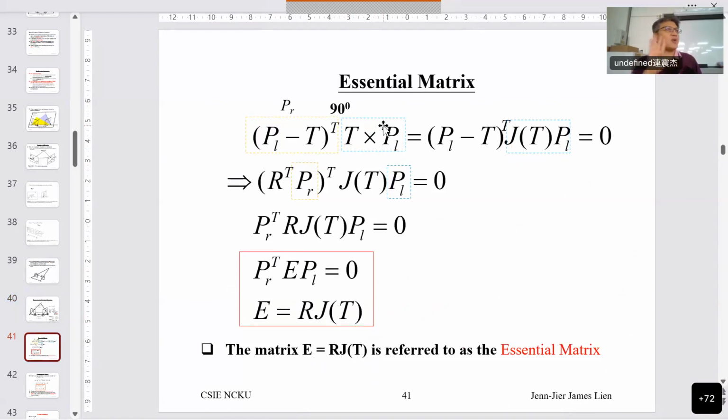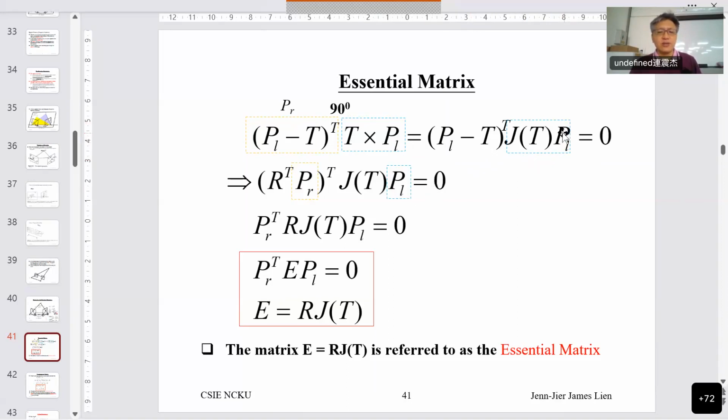Any cross product can transfer to an inner product. Any cross product will be expressed in the form of an inner product. So any cross product T times P will be the Jacobian, this one. So this inner product, this 3 by 3 and 3 by 1, so they become this 3 by 3. And this 3 by 1, so this will be 3 by 1.